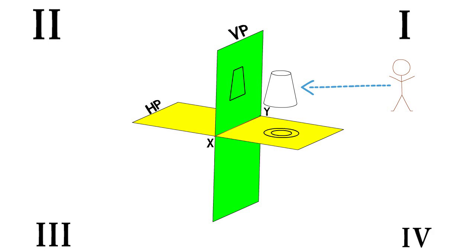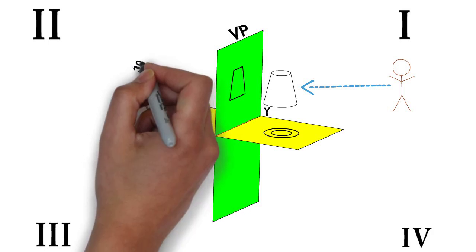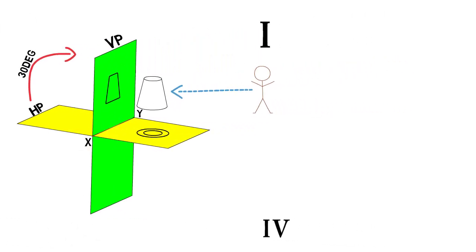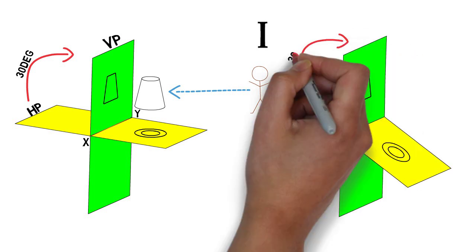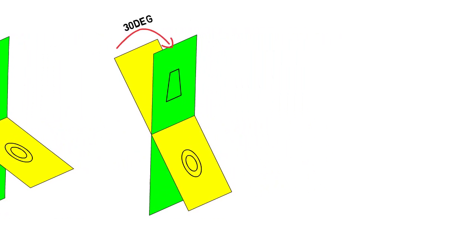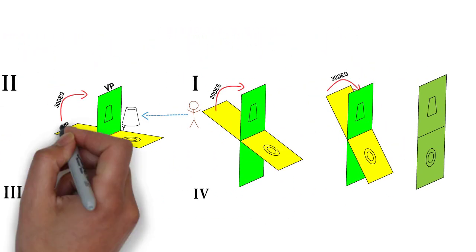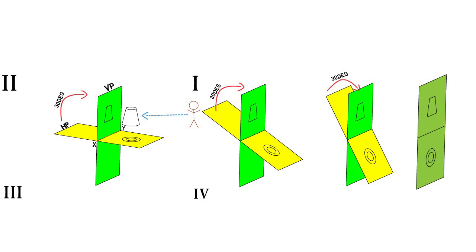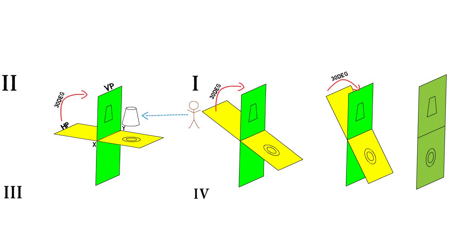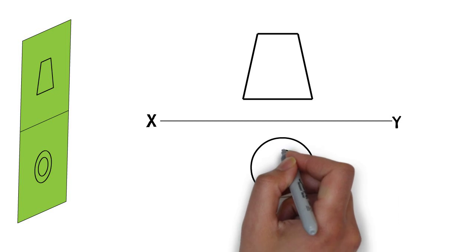Now here I will explain in more depth how we plot this on paper. Consider we rotate this horizontal plane by 30 degrees in clockwise direction. Now this will look like this. Now again rotate by 30 degrees. Again more by 30 degrees, meaning in total we have rotated this horizontal plane by 90 degrees clockwise to plot these views on a single paper. Now these views will come like this: XY line, front view and top view.